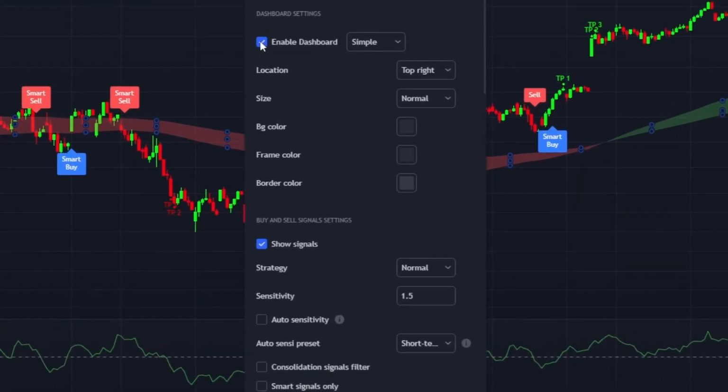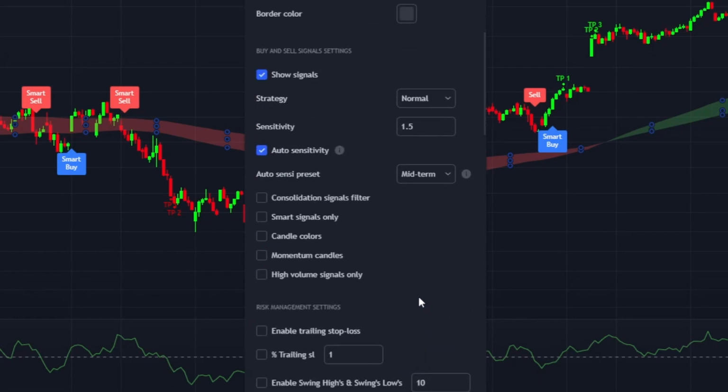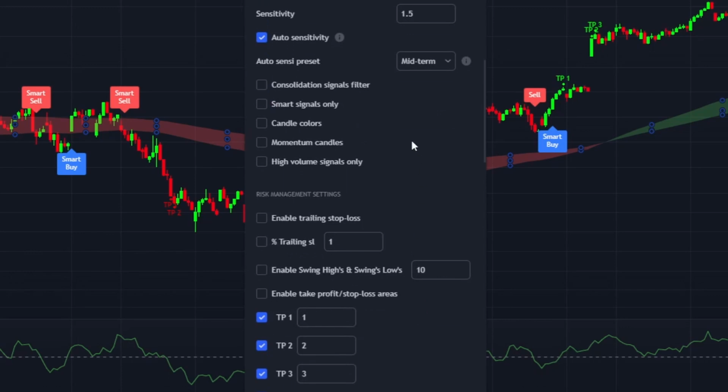Then make sure the Show Signals filter is turned on. Then you'll choose the optimal sensitivity displayed by the dashboard, or an auto sensitivity. Here I'm using mid-term, which works extremely well on the 1-hour time frame.